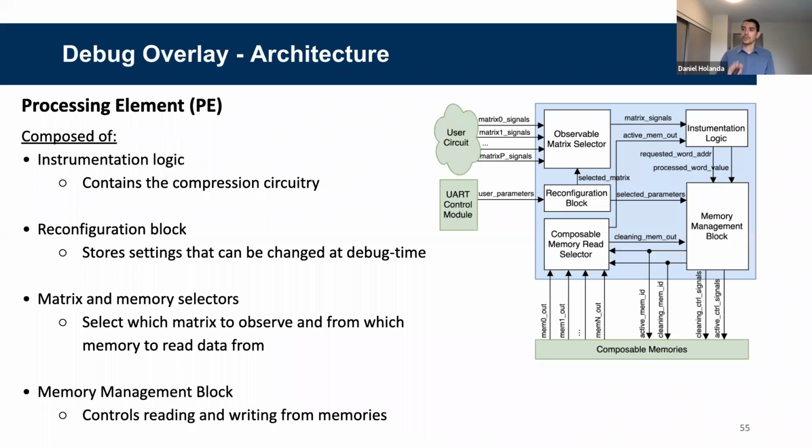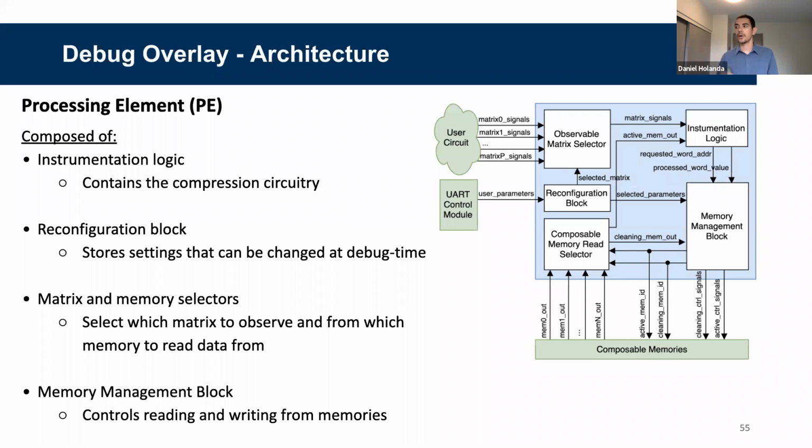Our processing elements are basically composed of 4 main things. They have some sort of instrumentation logic, which contains a compression circuitry. They have a reconfiguration block, which stores the settings that can be changed at debug time. They also have a matrix and memory selector, which allows us to select which matrices to observe and also from which memory to read data from. And finally, we have a memory management block, which controls the reading and writing from those memories.